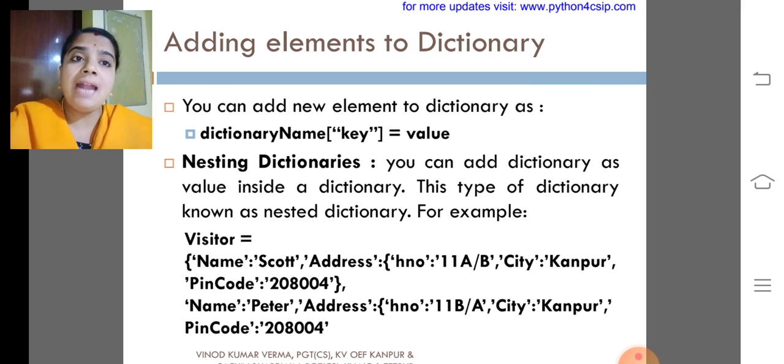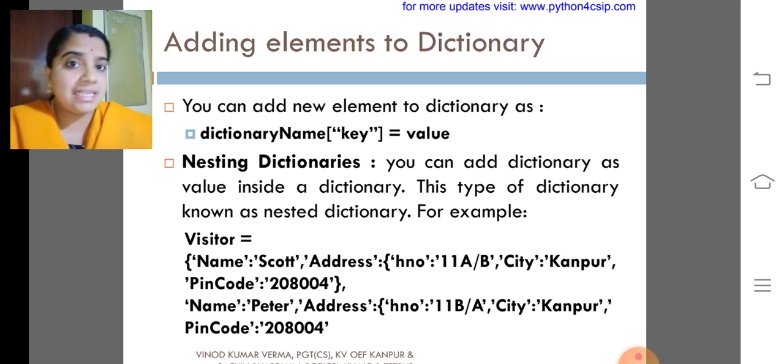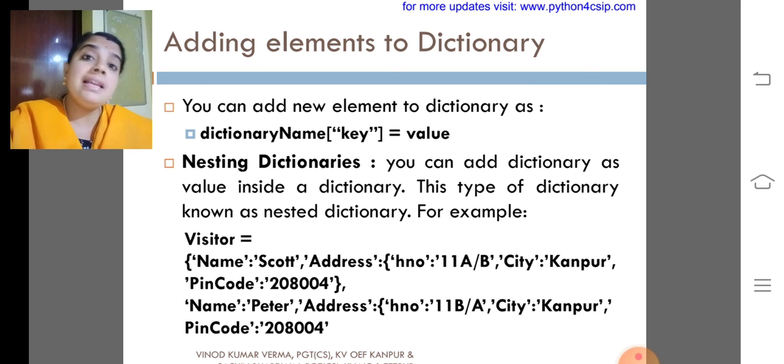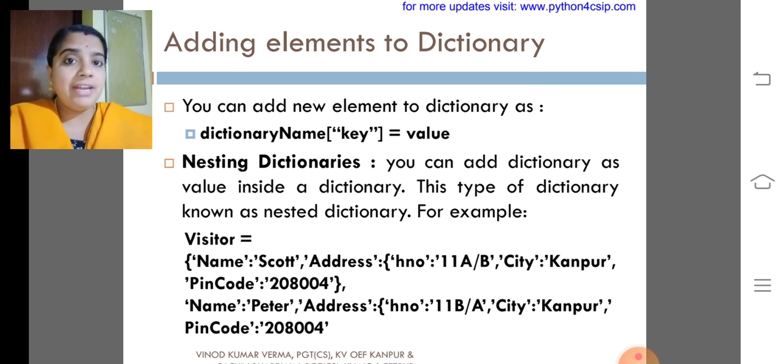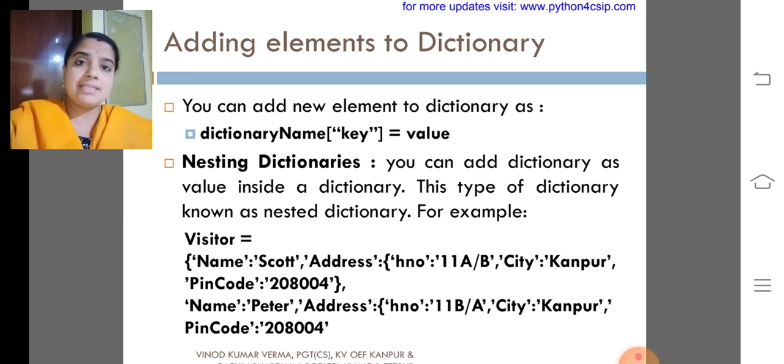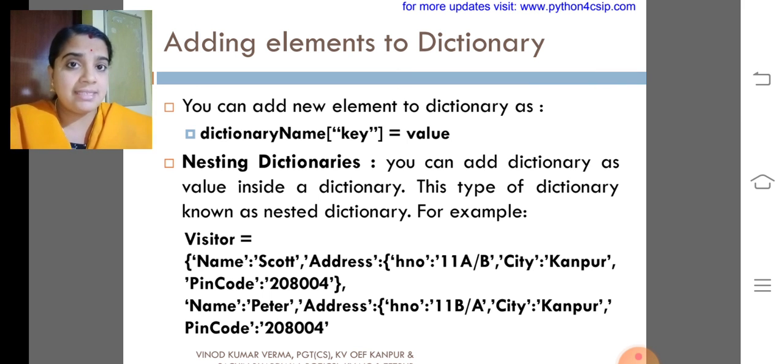Then, how to add an element to a dictionary? Using the key again: dictionary name of key is equal to value. Then we discussed nesting. What do you mean by nesting? What do you mean by a nested list? A list within a list. Here, a dictionary within a key of another dictionary is known as a nested dictionary.